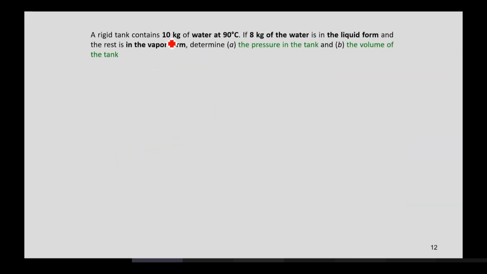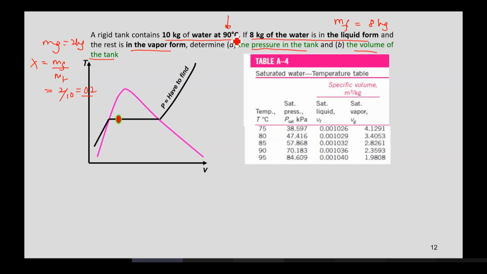Then comes the problem where you have mixed region. It says a rigid tank contains 10 kg of water at 90 degrees centigrade. It further says if 8 kg of the water is in the liquid form, that means mf is 8 kgs and the rest is in the vapor form. So mg is essentially 2 kgs. This means the x value, which is mg over m total, is essentially 2 over 10, which is 0.2. So your x value is known to you. You have to determine the pressure in the tank and the volume of the tank. Since you're talking about 90 degree centigrade isothermal line, you'll go to table A4. Simply go to 90 degrees centigrade and read the corresponding pressure in front of it. This would give you the pressure of the tank.